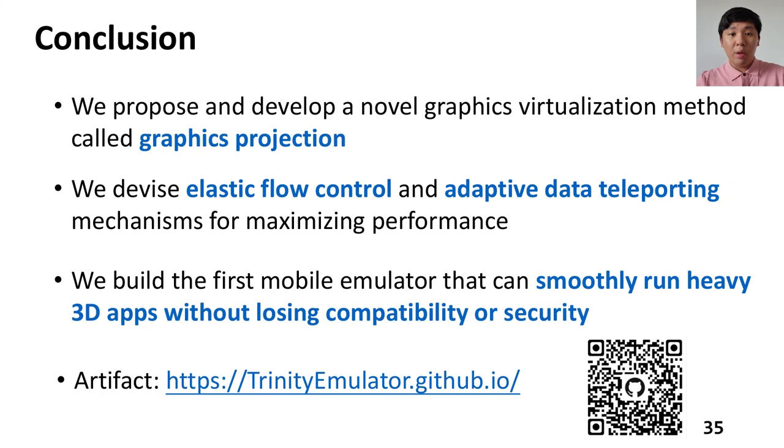Well, to conclude, in this work, we propose a graphics virtualization method called graphics projection, as well as elastic flow control and adaptive data teleporting mechanisms for maximizing the performance. Based on this, we built Trinity, the first mobile emulator that can smoothly run heavy 3D apps without losing compatibility or security. Trinity is now open source and ready to be used.